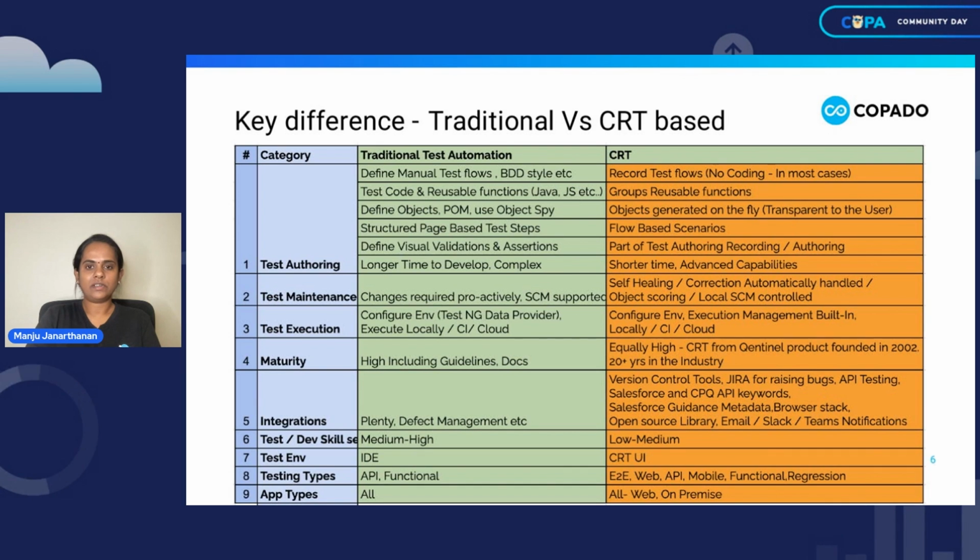And test environment, like traditional test automation will have your IDE such as Eclipse or IntelliJ. Here you have a CRT UI, right? And testing types, even traditional can support API functional. CRT can do end-to-end web, API, mobile, functional, and regression and whatnot, right? Everything is handled here. App types, yes, traditional test automation can do all, and CRT can do all. It can do web or on-premise. Everything is covered here, right?